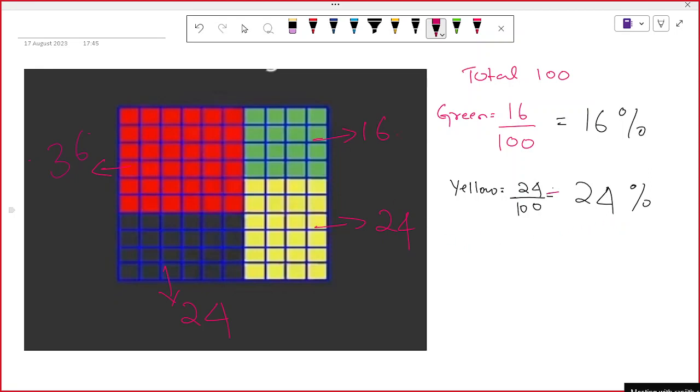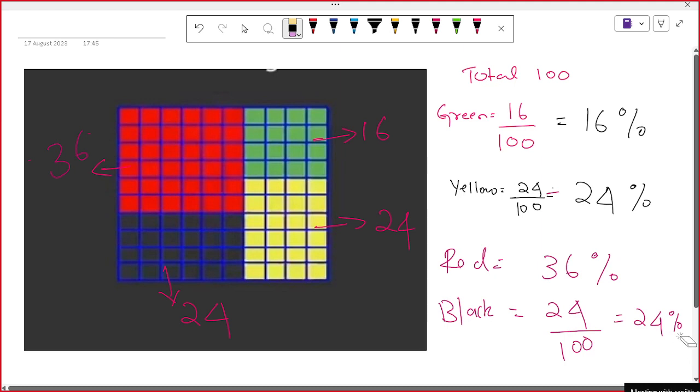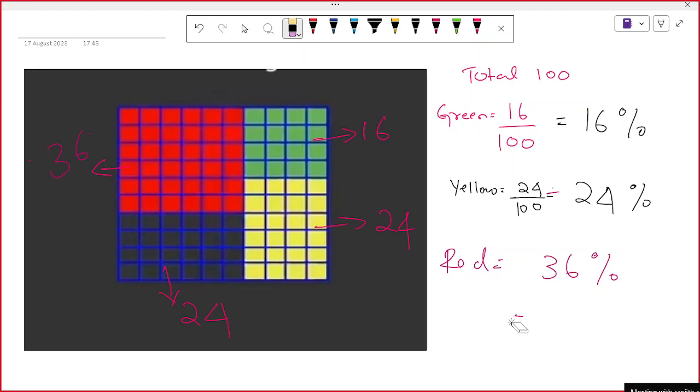Okay, calculate red, yellow, for everything. What's the value of red? 36%. Yes, 36 divided by 100 is the fraction, and 36%. What about black? How many black squares do we have? 24 divided by 100. That is equal to 24%, right? Okay, 24 percent. Good. This is how we find percentage. First, you find the fraction, multiply by 100%.